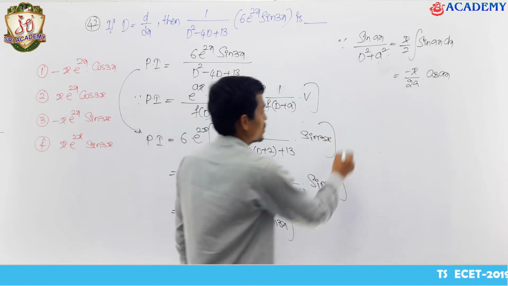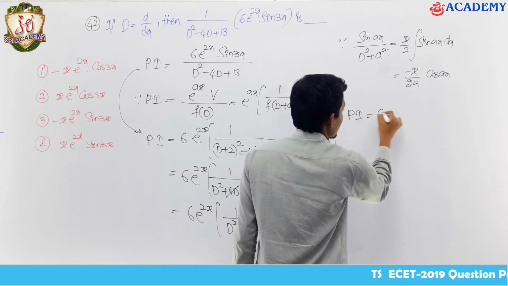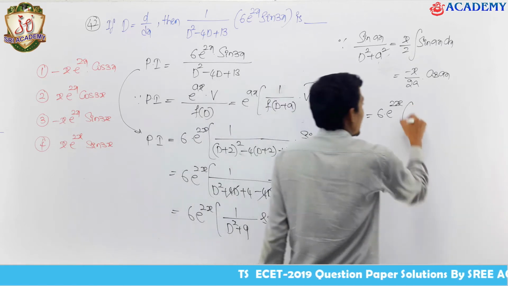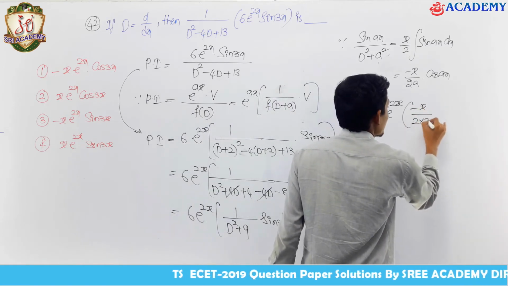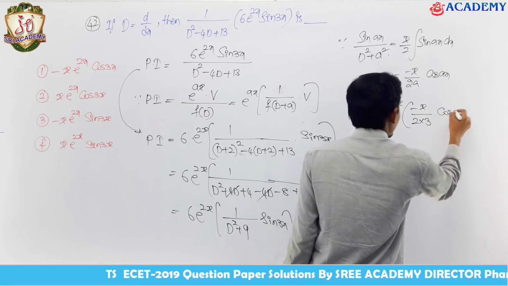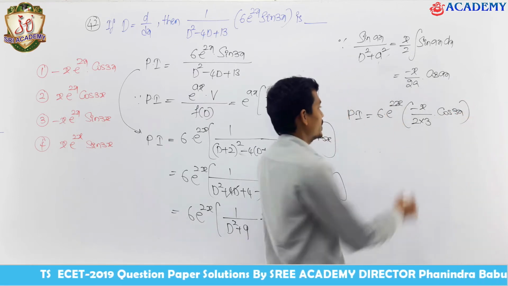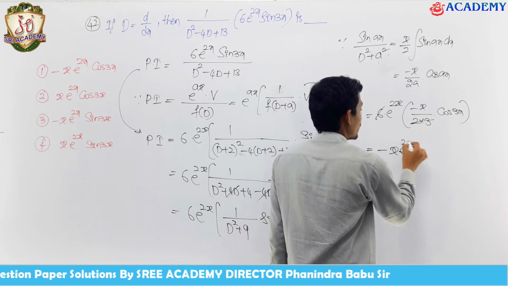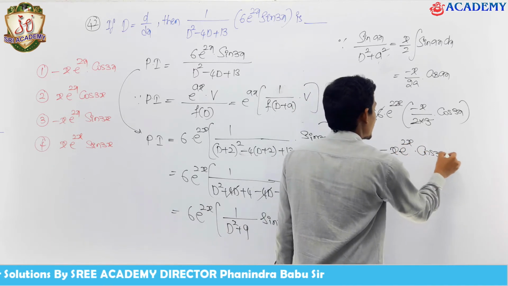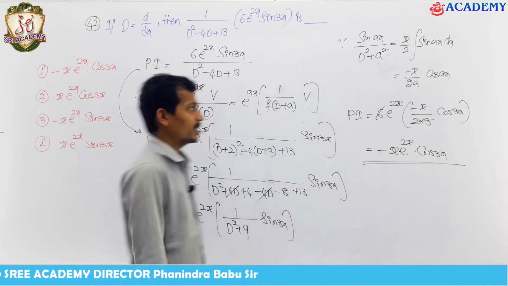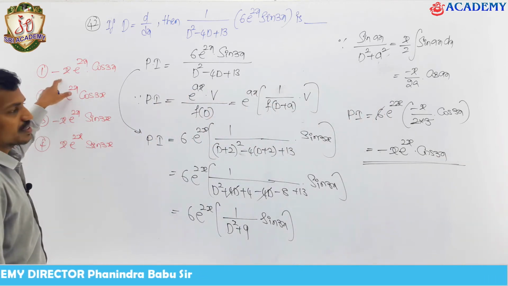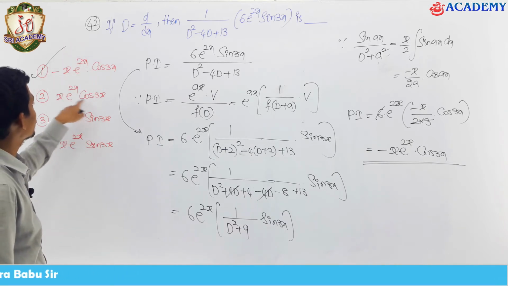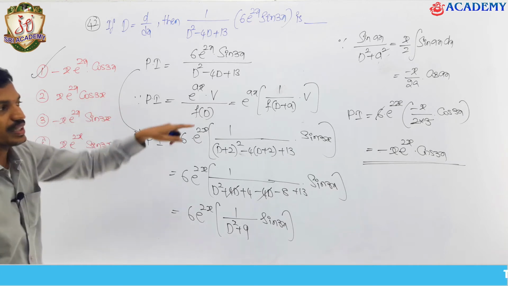With that, this particular solution is 6 into e power 2x into minus x by 2 into a equal to 3, cos 3x. The 6 gets cancelled, so it is minus x into e power 2x into cos 3x, which is going to be your answer. Let's see where it is. The first option is going to be your answer. It is cos, and it is having the minus.